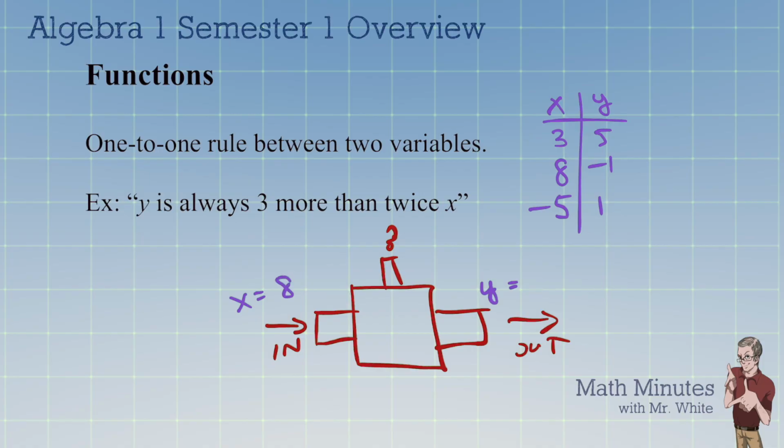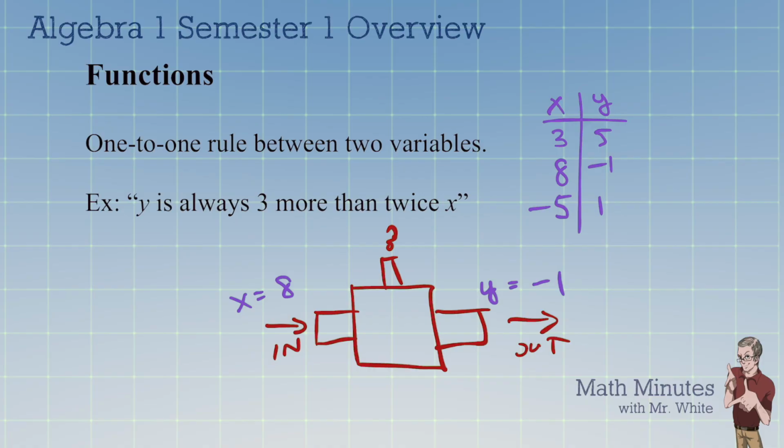What's going to happen? It's going to spit out negative 1. That's what's meant by one-to-one. Every time I put a certain number in, it's predictable based on some sort of formula. The same output happens every time. You can imagine if I put 8 in and then 2 came out the second time, that would be really confusing. You would feel like the machine was broken.